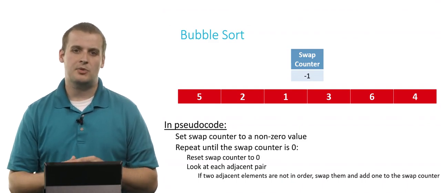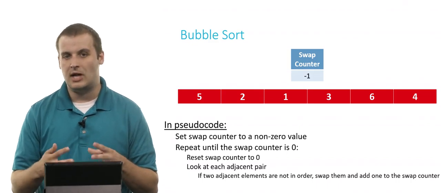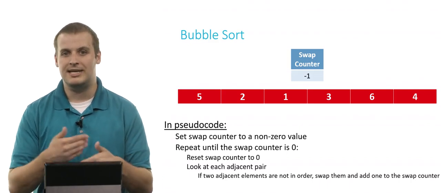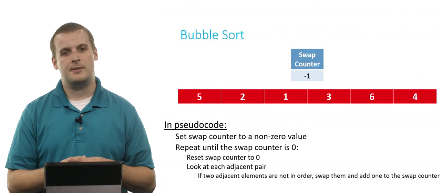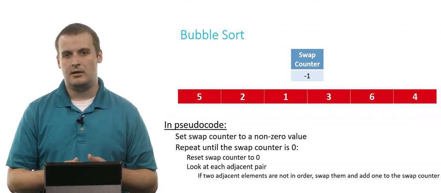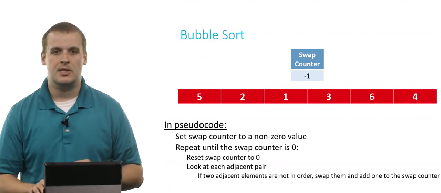It's not 0. We want to repeat this process until the swap counter is 0. This is why I set my swap counter to some non-zero value, because otherwise the swap counter would be 0. We wouldn't even begin the process of the algorithm. So again, the steps are reset the swap counter to 0, then look at every adjacent pair, and if they're out of order, swap them and add 1 to the swap counter. So let's begin this process.